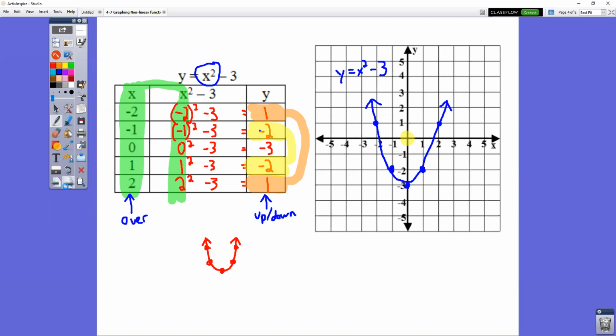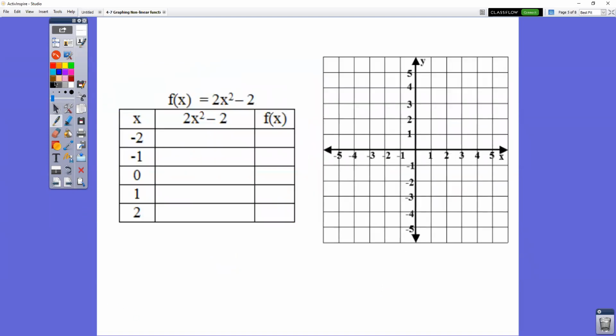Let's do another one. Take a look at this one. Now, this one is a little bit more difficult. This one says 2x squared minus 2. So this is really 2 times x squared minus 2. So again, what we're going to do is we're going to take our x values.